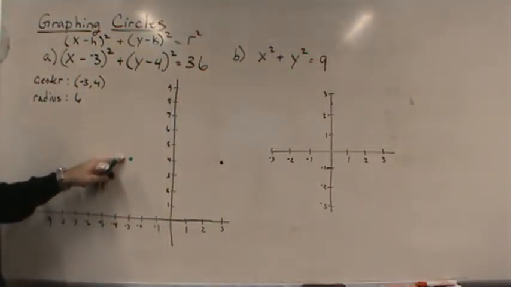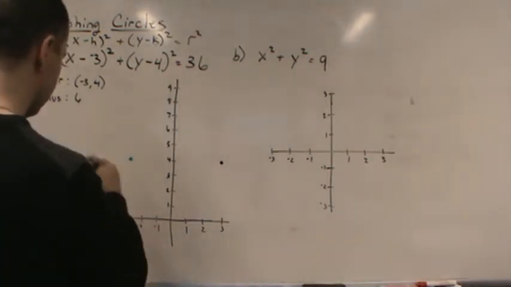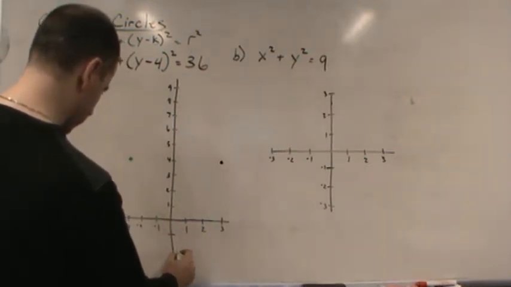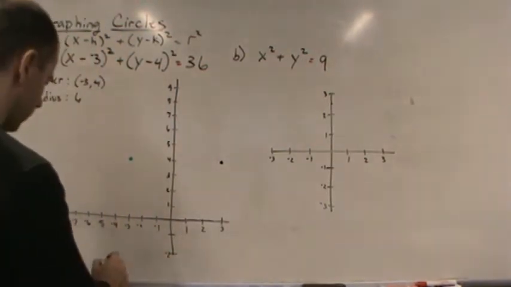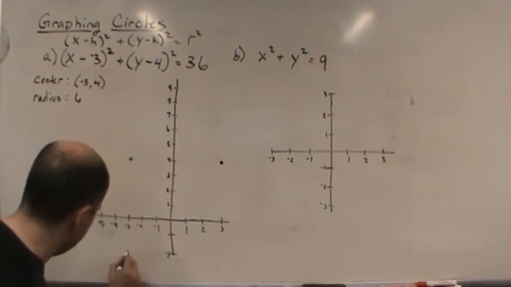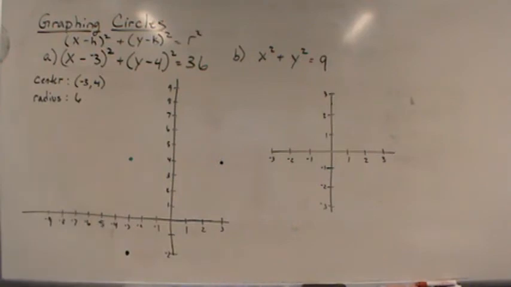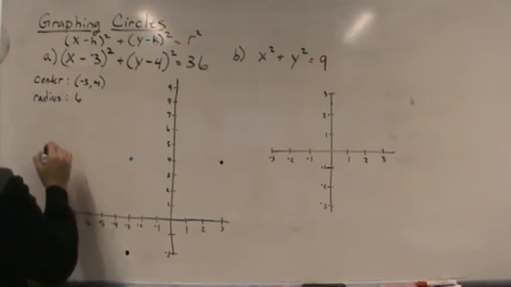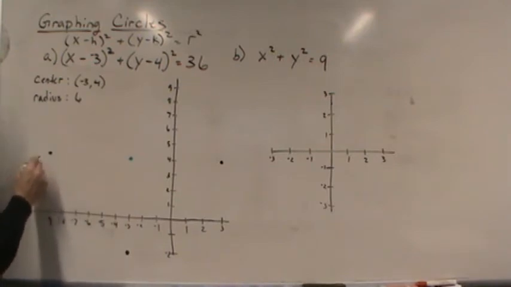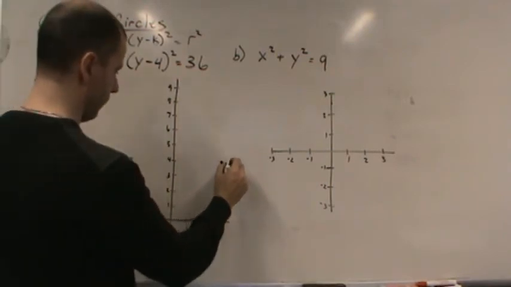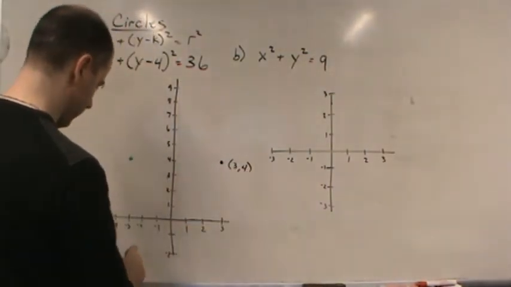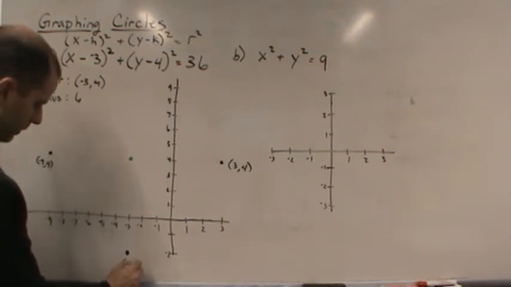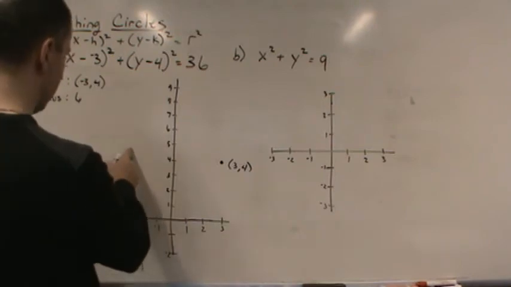And now I'm going to go 6 units down. That'll put me at -2. So I'm going to be down here at (3, -2). And then I'm going to go 6 units this way, so that'll put me at -9. So far I have (-9, 4), (3, 4), and I have (-3, -2).